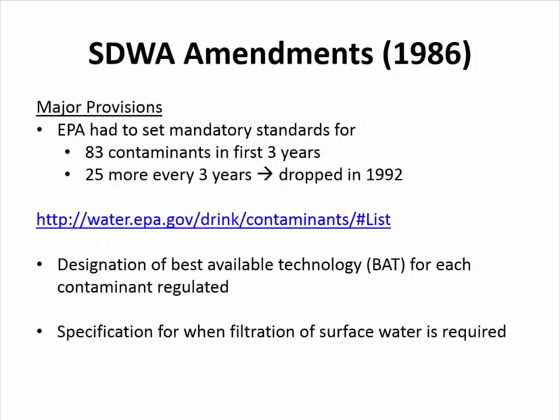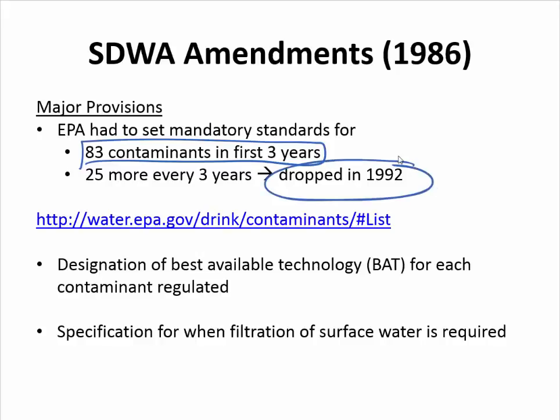So in the 1986 provision, the EPA was directed by Congress to provide 83 contaminant standards within the first 3 years. Congress then directed the EPA to establish 25 more regulations every 3 years after that. This provision was dropped in 1992 because EPA could not fulfill it. We will be looking at the current standards at EPA's webpage in class.